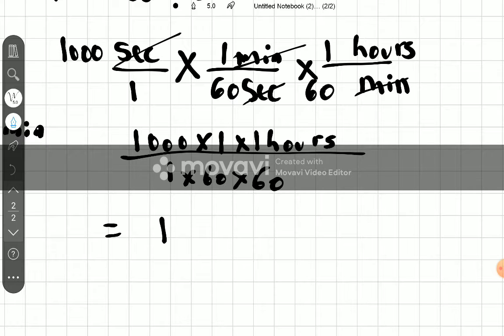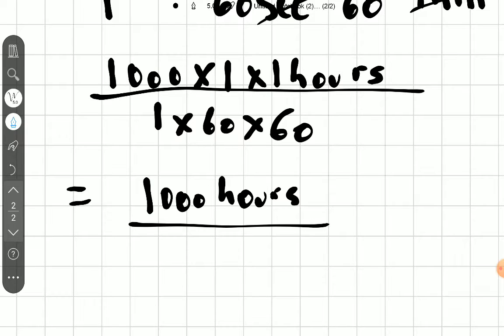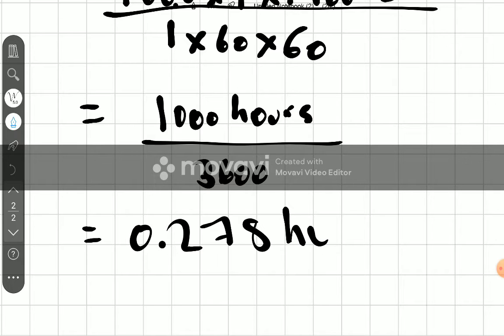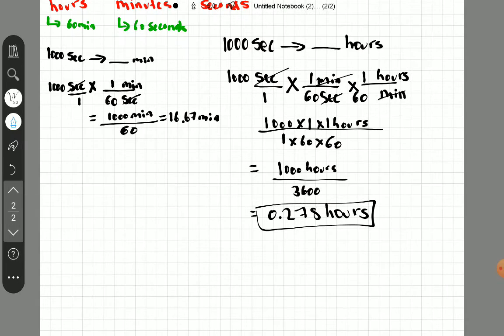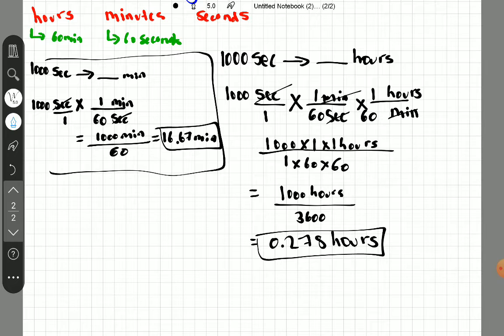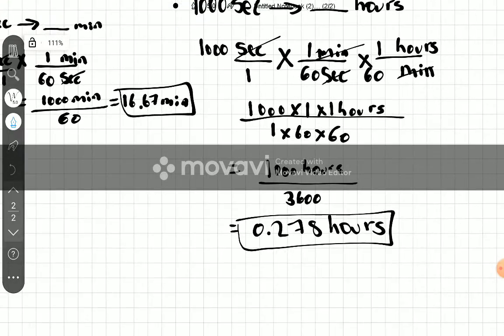So it's going to be 1,000 hours divided by 60 times 60, which is 3,600. And then when we simplify this, we get 0.278 hours. And this is rounded as well. That's how you would convert. So this would be like when the units are right beside each other on the scale. Or I can show you another way to do this.